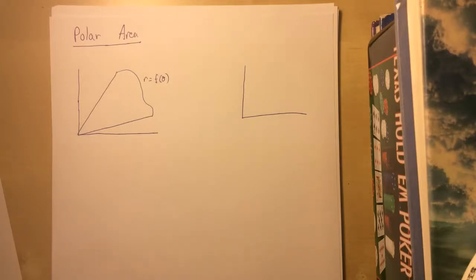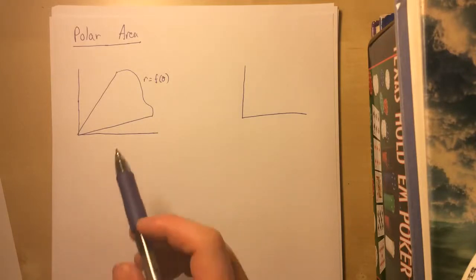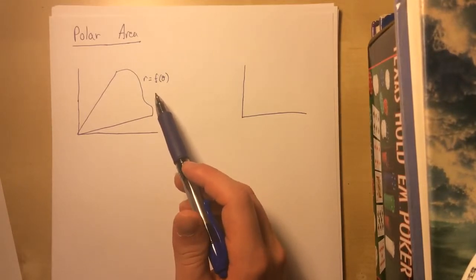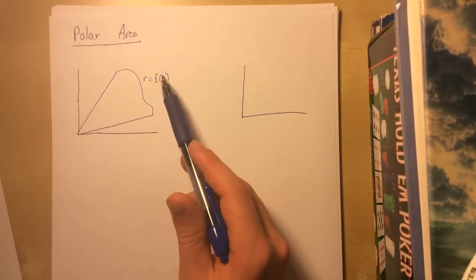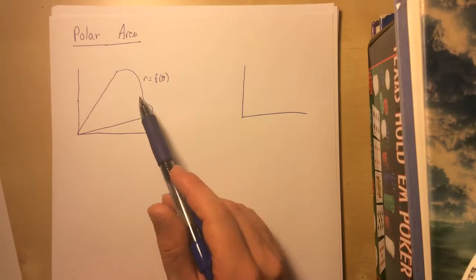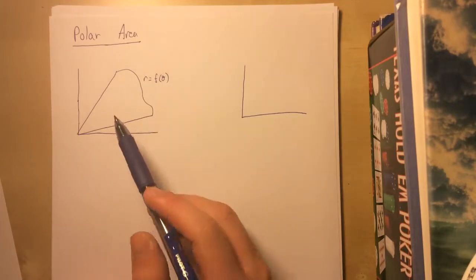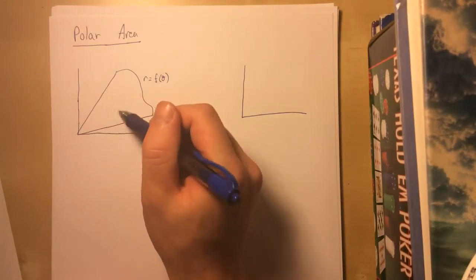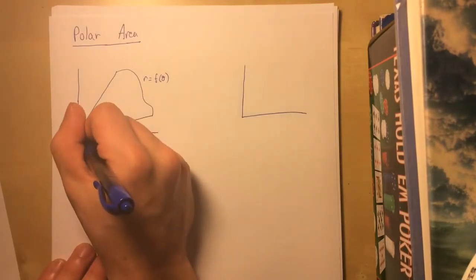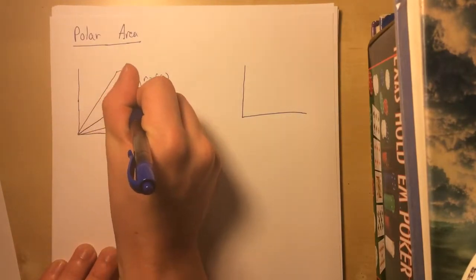So now let's derive an equation for finding the area inside a polar region. As you can see here, I graphed this function r equals some function of theta, so r equals f of theta, and it's just some random curve, and we're trying to find the area inside of it. To do that, let's first look at the area of a tiny little sector.